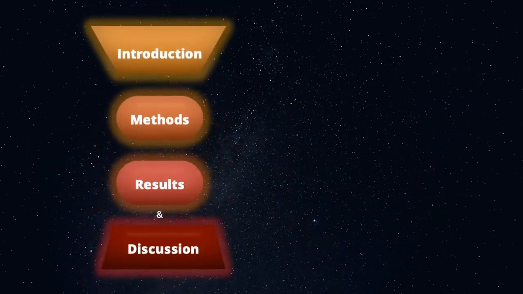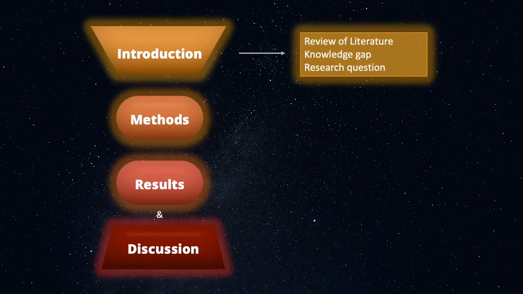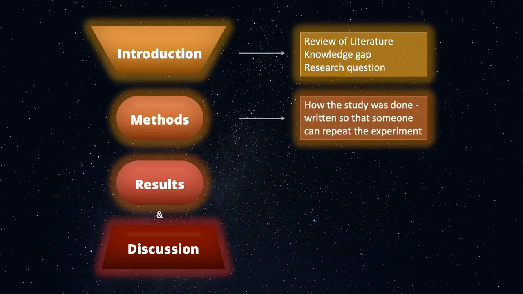Now we will look at the purpose of each section following the IMRaD structure. In the introduction, you want to briefly present the current state of knowledge in your field, which is only possible after completing a thorough review of the literature. You also want to look at the gaps in knowledge, and your research question or hypothesis should address this knowledge gap. In the methods section, you want to describe how the study was done and what materials were used.